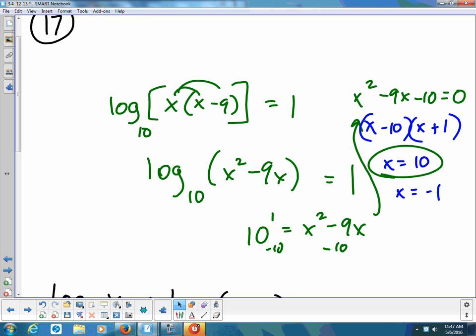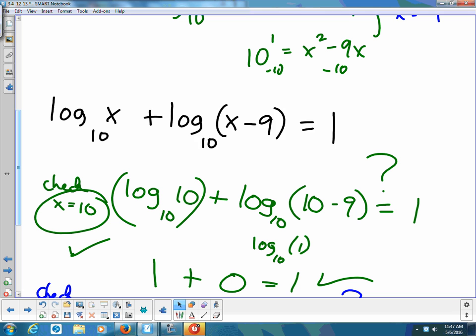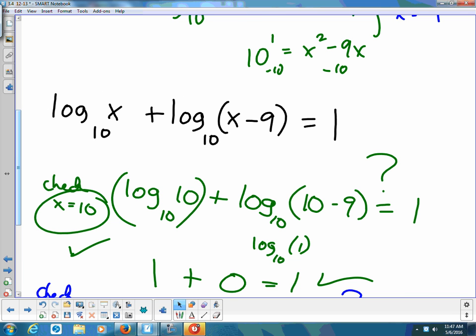But our original problem, which I dragged down to the bottom of the page, does not have a domain of all real numbers. In this case, the domain for this piece is x has to be strictly greater than 0. And the domain for this piece would be what? x minus 9, x has to be greater than 9. So overall, for this entire problem, I have to take the more restrictive one. So my domain is x has to be greater than 9.